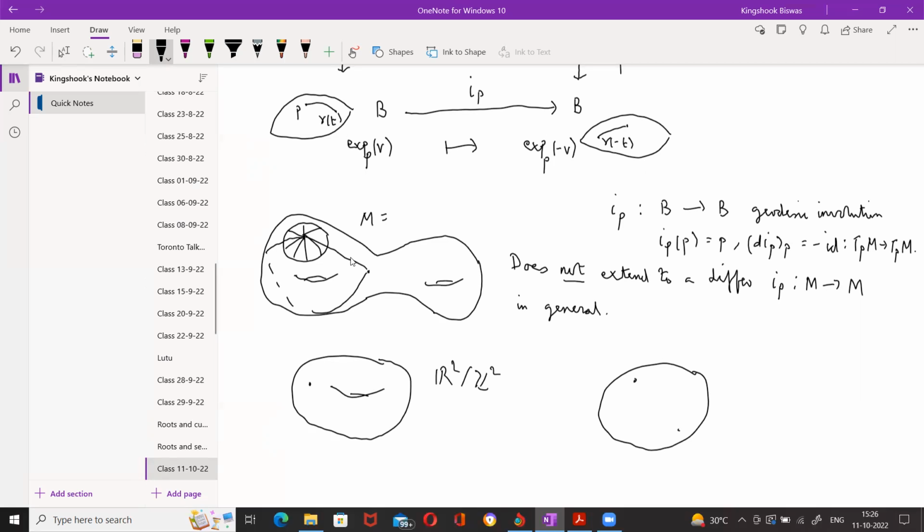So for symmetric spaces, by definition, the geodesic involution, which initially is only locally defined in a geodesic ball, extends to a global diffeomorphism of the manifold, and that diffeomorphism is an isometry. So symmetric spaces are very special in this sense.